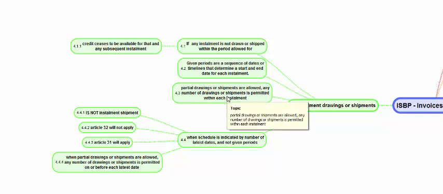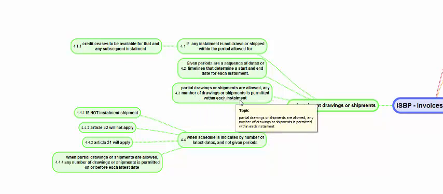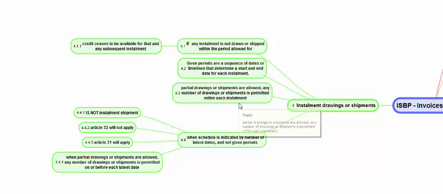Partial shipments, if allowed by the credit, if partial drawings are allowed by the credit, then any number of drawings or shipments is permitted within each installment, which means when 100 is to be shipped in January, you can ship one every day till it reaches 100 till 31st of January.